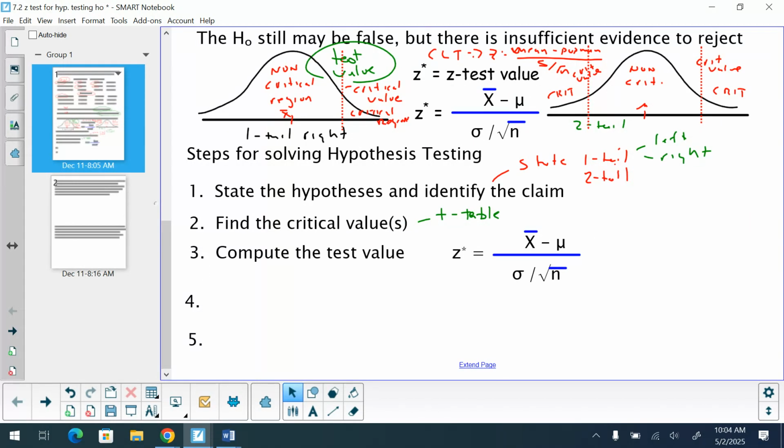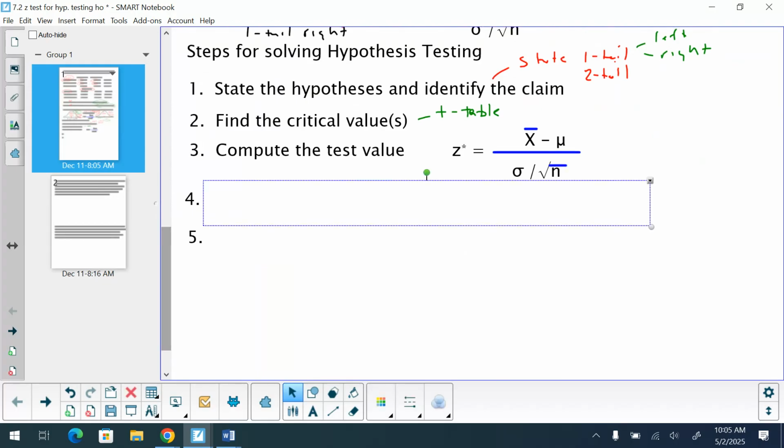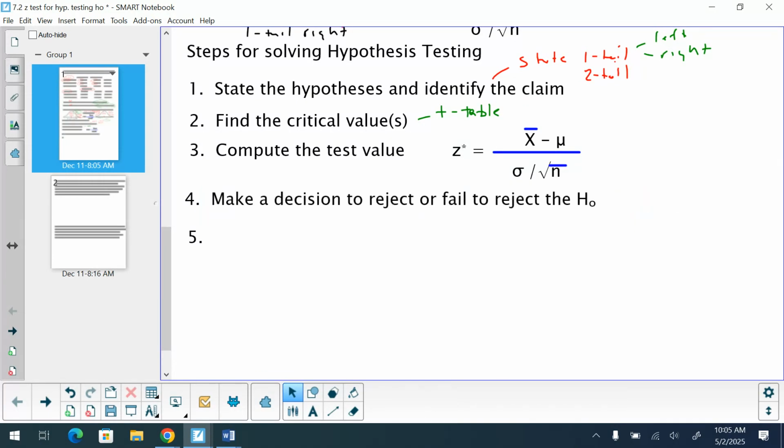We compute a test value, which is x bar minus mu divided by standard deviation divided by square root of n. Then we make a decision whether to reject or fail to reject the null hypothesis.